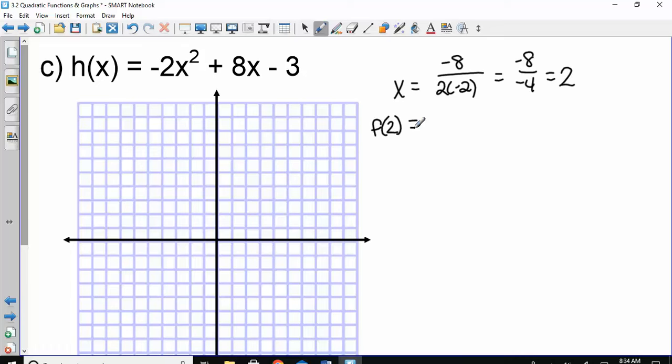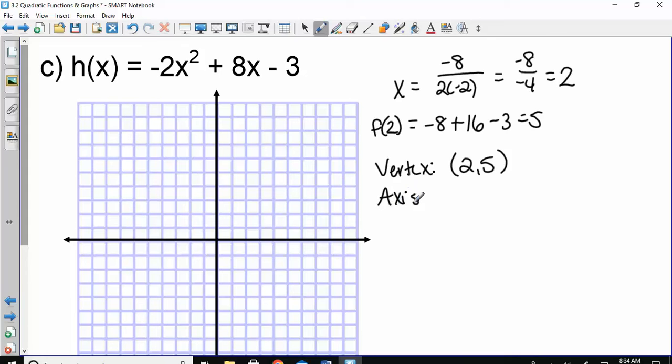So 2 squared is 4 times -2 is -8, plus 8 times 2 is 16. Minus 3. That was 5. So vertex, (2, 5). Axis of symmetry, x equals 2. y-intercept, if you plug in 0 for all of your x's, you get 0 plus 0 minus 3. So negative 3.